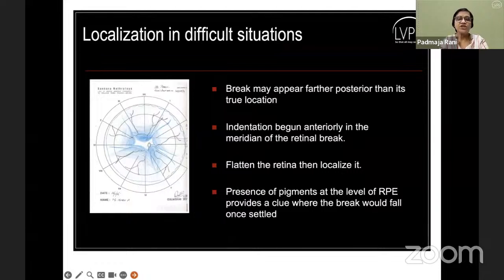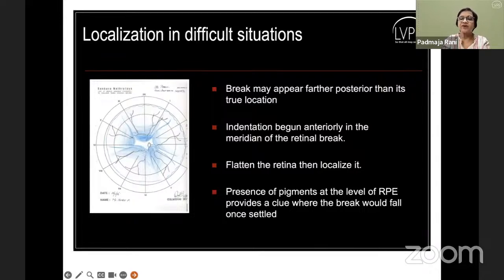One thing that we need to understand is that breaks will always look like they are more posterior than their true location. Any pigmentation or anatomical landmark may help you know the actual localization during surgery. That's why it's very important, because of the parallax error you might feel, to stand exactly in the opposite quadrant to know the true localization of the break. It's good to start by indenting anteriorly in the meridian of the retinal break, flatten the retina, and then localize it. People describe techniques like draining and then localizing in case of bullous detachment. So far in my career, I might have done many buckles, but I never had to resort to the technique of draining the fluid and then localizing.